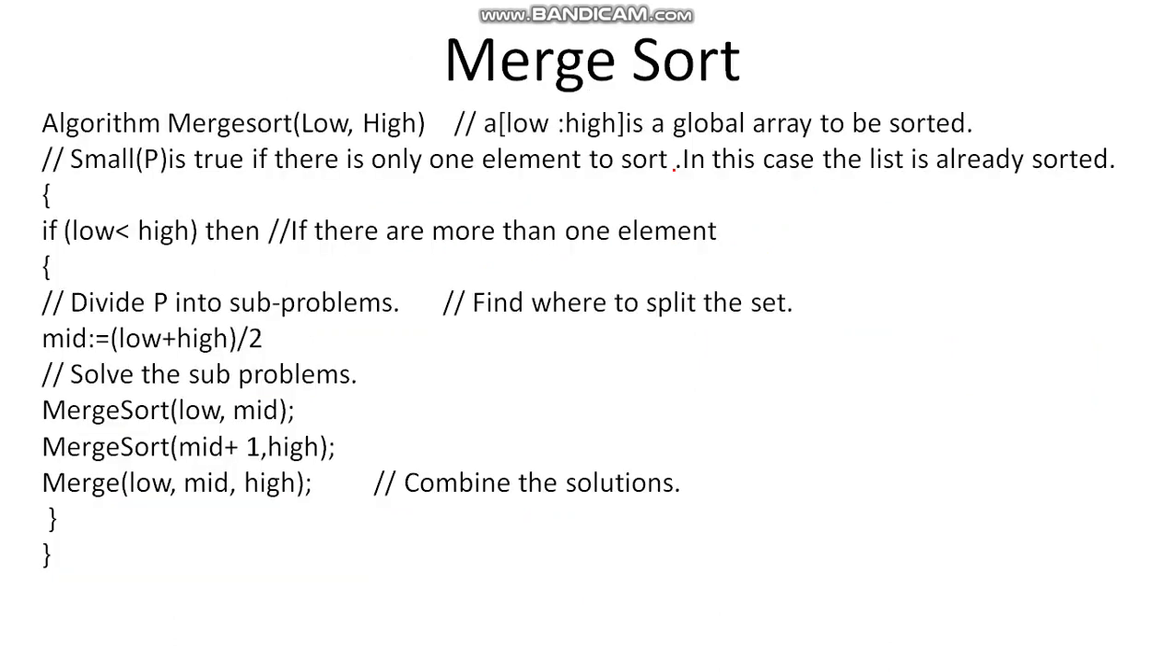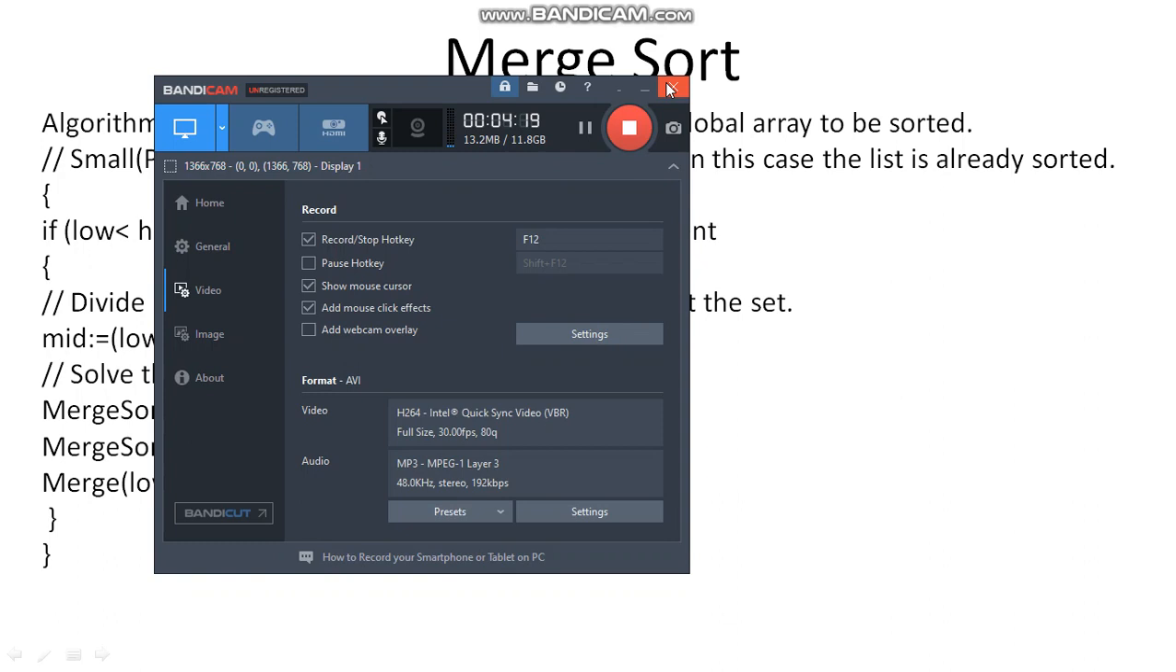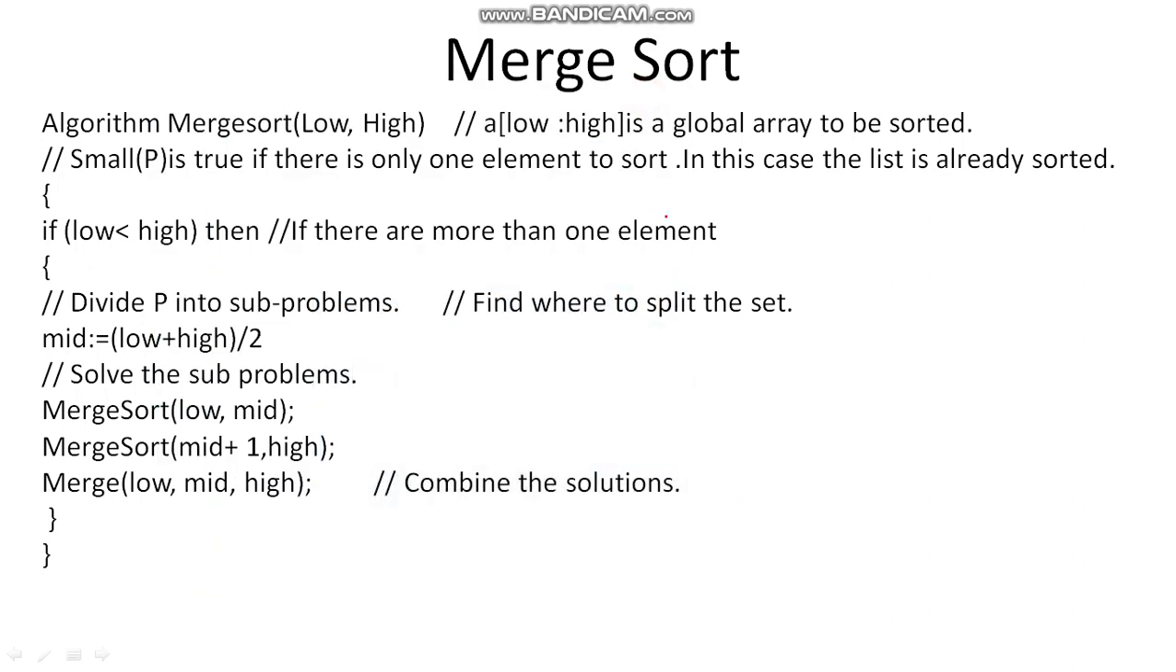So let us discuss how it works. Merge sort is a divide and conquer algorithm, and in this particular algorithm I am discussing the recursive version. If you are good with the iterative version, no problem, we can go with that. The only reason I am discussing the recursive version of merge sort is because it is easy to analyze.